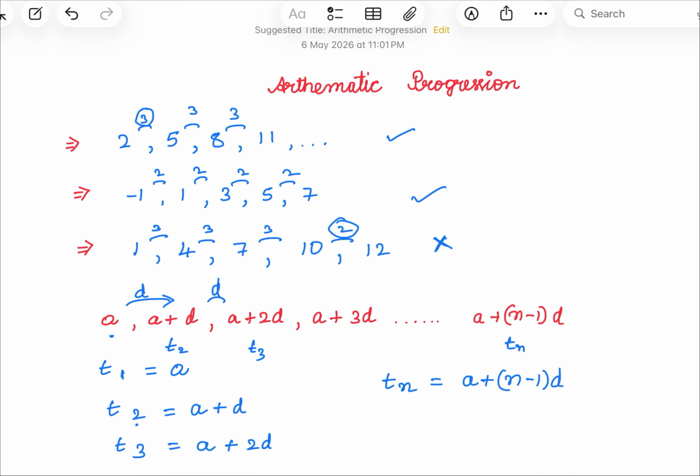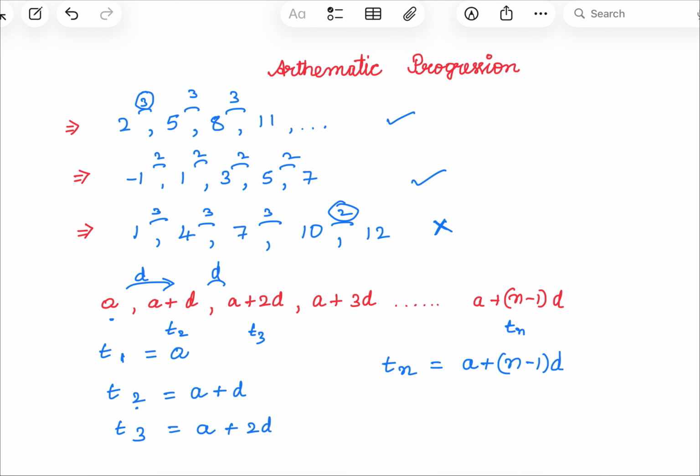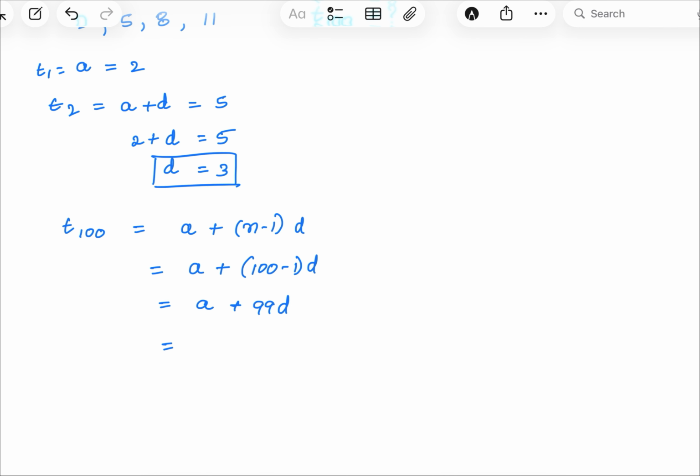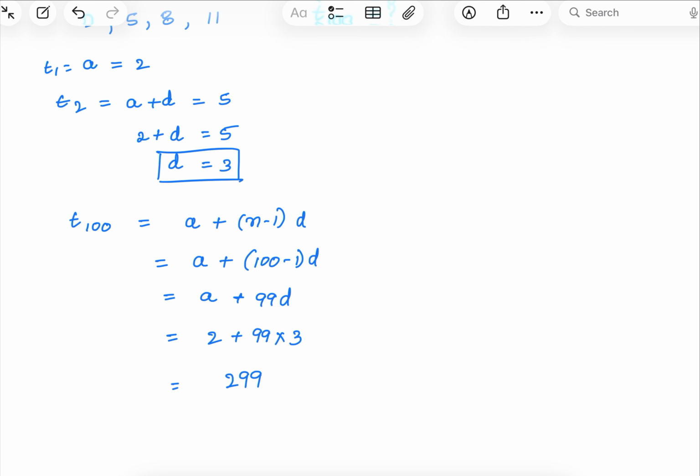See, we can see our series also. 2, we added 3. After that, 3 is common. And we find the common difference is D. So what is T100? T100 equal to A plus n minus 1 into D, equal to A plus 100 minus 1 D, equal to A plus 99 D. A is what? 2 plus 99 into 3. What is the value? 299.